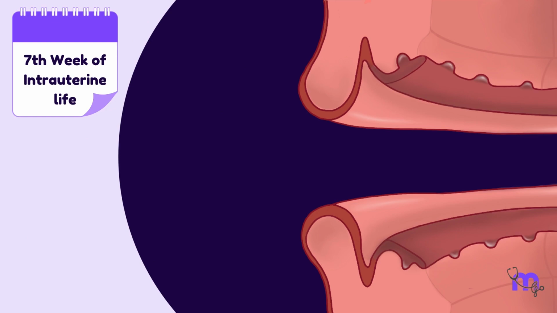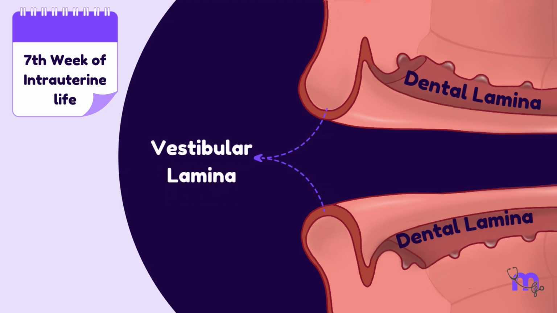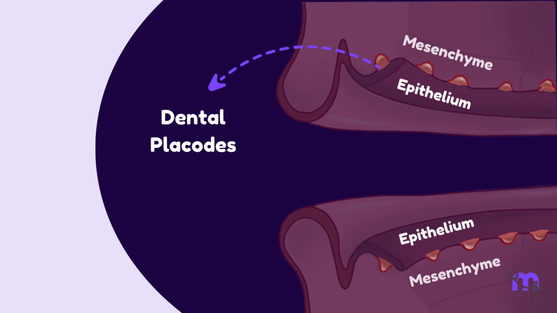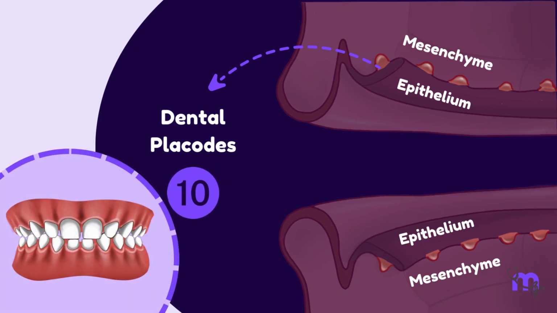In the 7th week of embryonic development, the primary epithelial band first divides into an inner or lingual process called the dental lamina, and then into an outer or buccal process called the vestibular lamina. Let's first discuss the dental lamina. Within the dental lamina, 10 localized thickenings or dental placodes develop due to the epithelial outgrowth into the mesenchyme. The maxilla and mandible have 10 thickenings each, representing the 10 deciduous teeth in each arch.